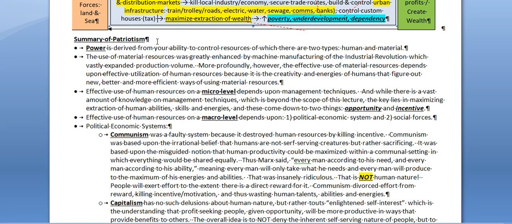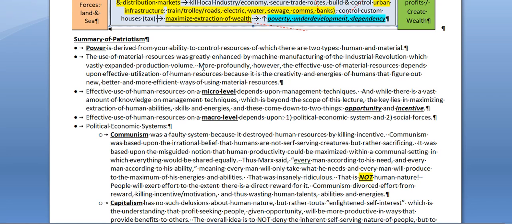And to begin, I want to state that power is derived from your ability to control resources, of which there are two types: human and material. The uses of material resources was greatly enhanced by machine manufacturing of the Industrial Revolution. All right, allowed us to greatly increase production volume.